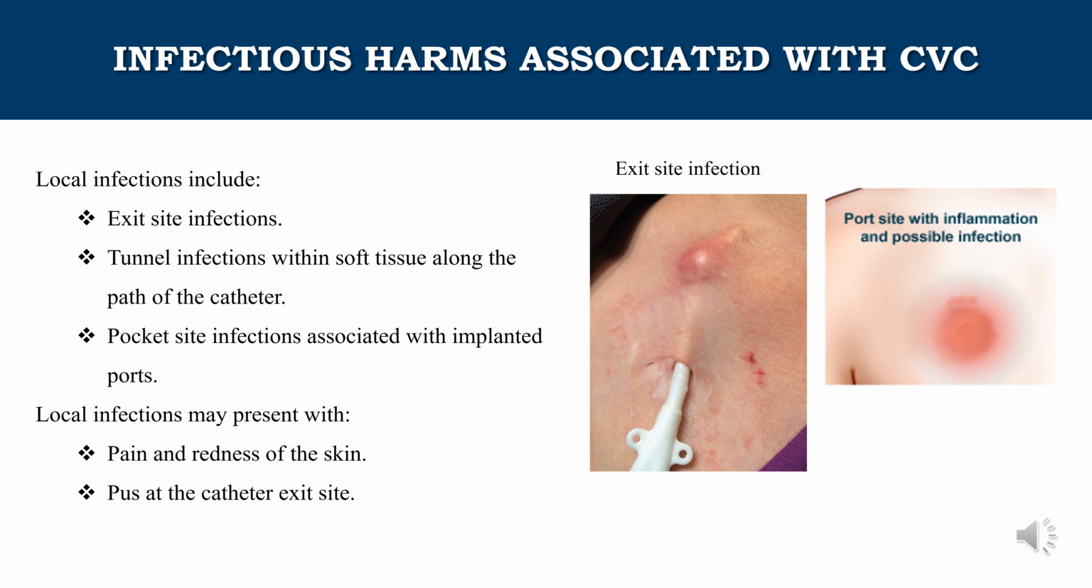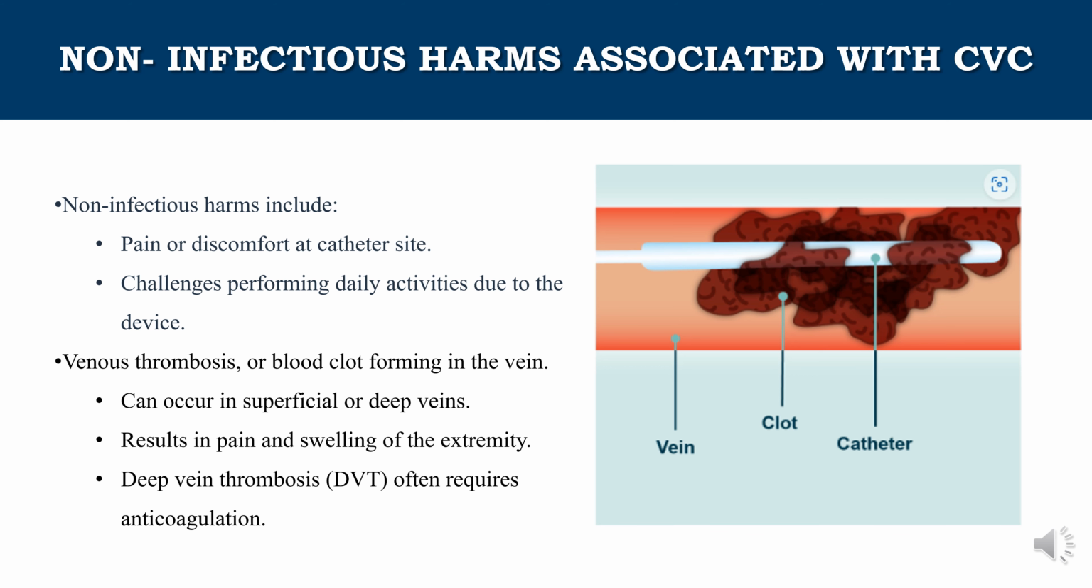Non-infectious harms from CVCs include pain or discomfort at the catheter insertion site as well as challenges performing daily activities such as mobility, sleeping, and showering due to the device. A common and important non-infectious complication of CVCs is venous thrombosis, or a blood clot forming in the vein. Venous thrombosis can happen in either a superficial or deep vein and result in pain and swelling of the extremity. Deep vein thrombosis, or DVT, often requires anticoagulation, or taking in blood thinners, to prevent the clot from increasing in size and causing more serious harm.